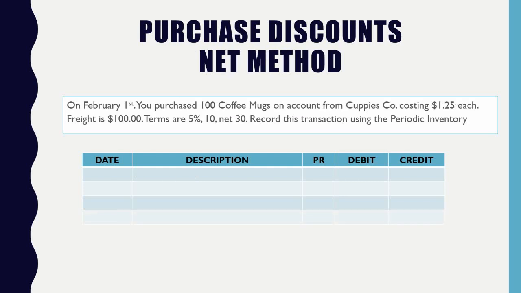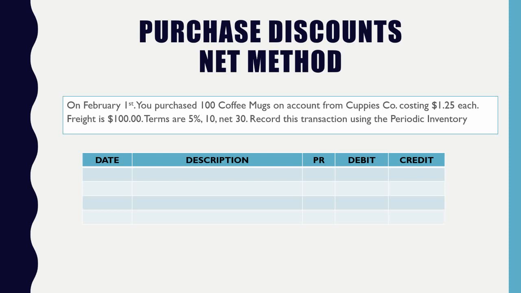So then let's talk about the difference between the gross and the net method. As we know, the net method means you're going to take the discount out immediately. So in the same scenario, on February 1st, you purchase 100 coffee mugs from Cuppy's Co. on account, and you purchase them for $1.25 each. Freight was $100, and terms were 5% 10, net 30. Record this transaction using the periodic inventory.